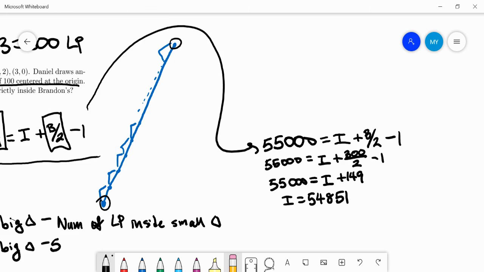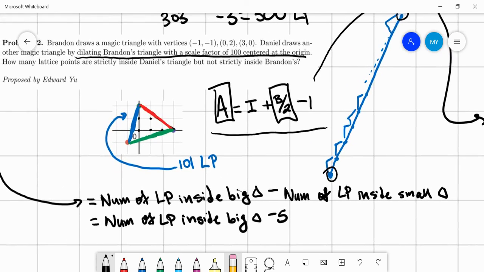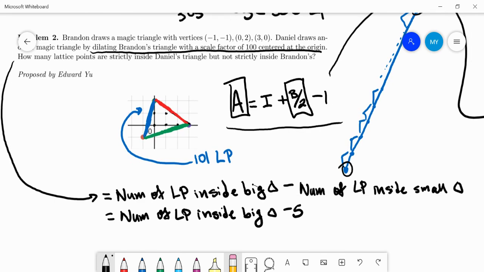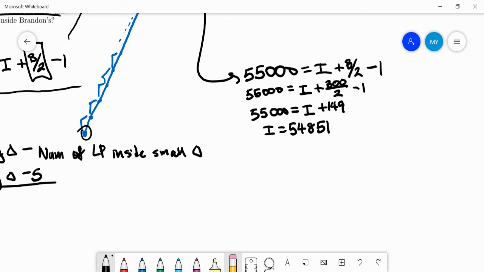Great. So after we do the subtraction, we can see that I is going to equal 54,851. But wait, our final answer is not the number of points inside the big triangle. If we remember here, it's actually this number subtracted by 5, because we want to count the number of points not strictly inside Brandon's triangle. So we have to subtract 5 from our answer. Our final answer is going to be I minus 5, which is 54,846. And we're done.